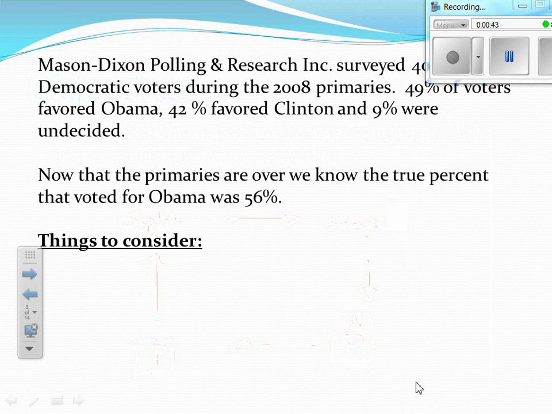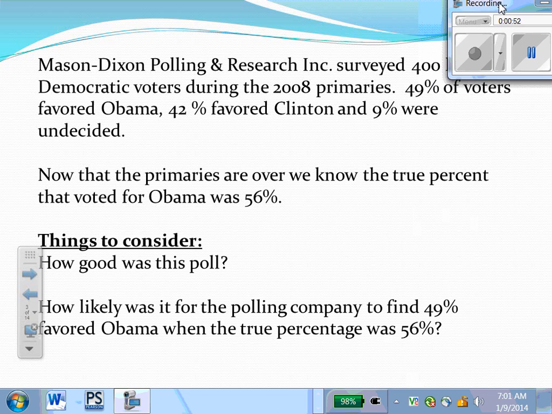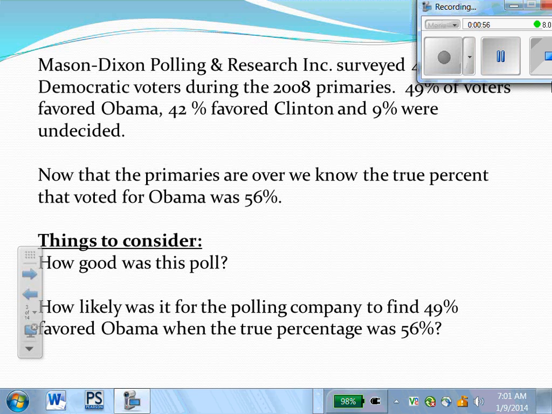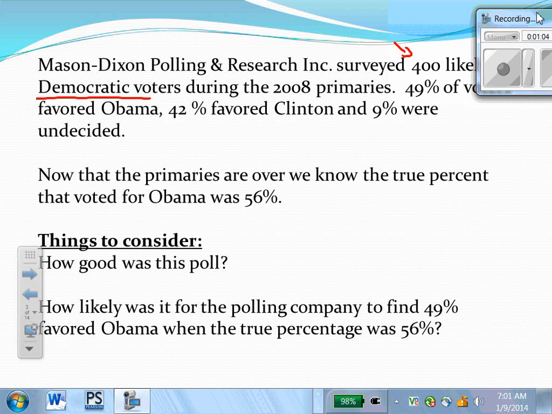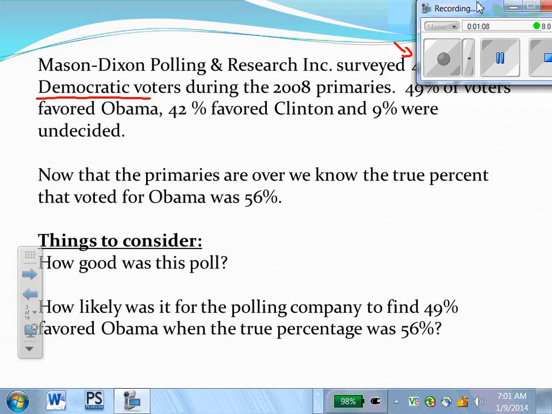So take a quick example here. This research company talked to 400 likely Democratic voters. So there's your population of interest, the Democratic voters. The 400 likely voters, those are the ones, that's your sample.